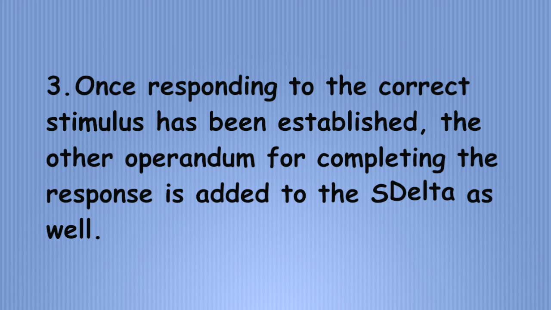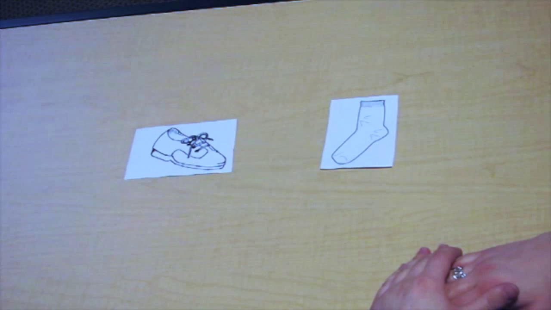Once responding to the correct stimulus has been established, the other operandum for completing the response is added to the S delta as well. This completes the opportunity for stimulus discrimination. However, responding to the SD should still occur with very few errors.